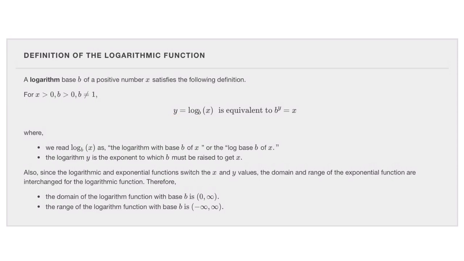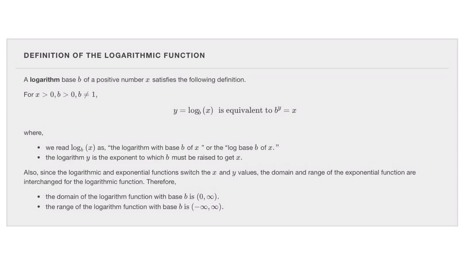Again, given the log form, if we want to write it in exponential form, the base of the log swings to the other side of the equal sign and becomes the base of the exponent. And vice versa, if we're given the exponential form, we want to write it in log form, the base of the exponent swings to the other side and becomes the base of the log. So these are 2 different ways of writing the same thing.